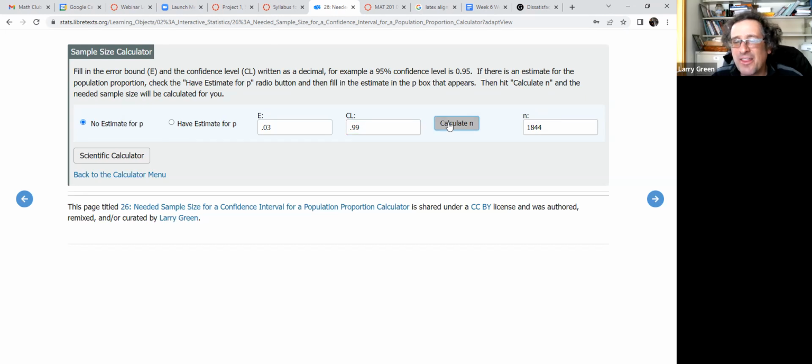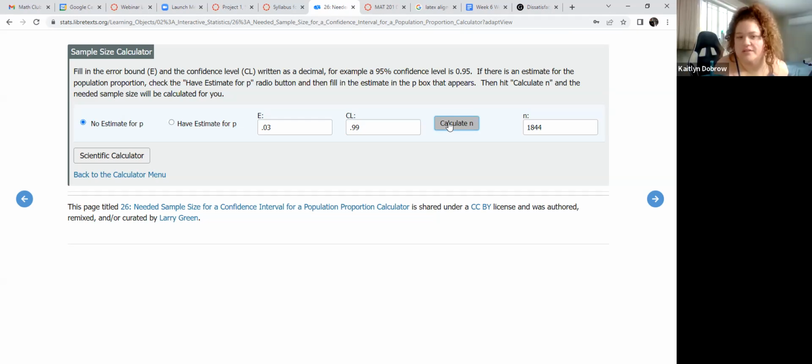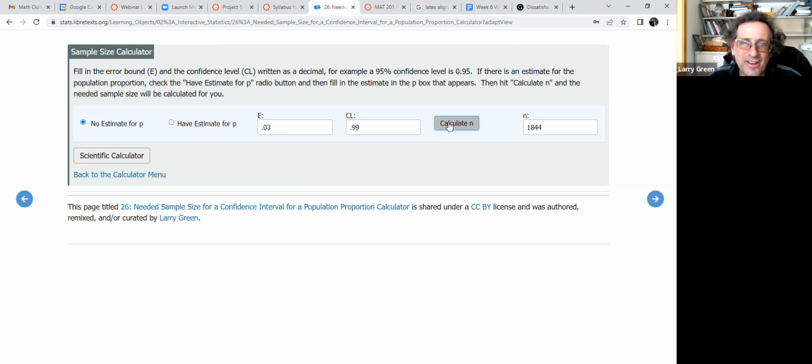So we need to ask 1,844 people. Okay, or we need to look at 1,844 cars. You could look at it that way too. Any questions on that? By the way, if you said that's too many, what might you change? You could change E or the confidence level. Yeah, you could change E or the confidence level. If you can change the confidence level, what might you change it to?